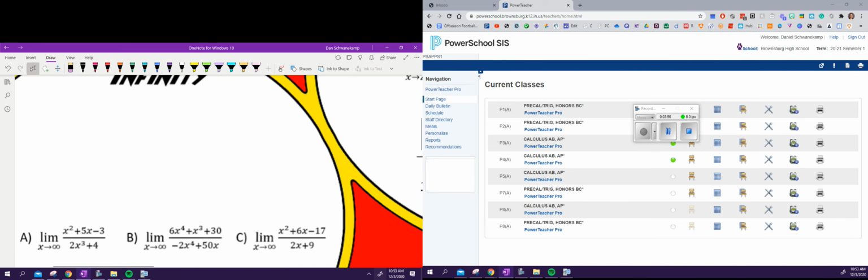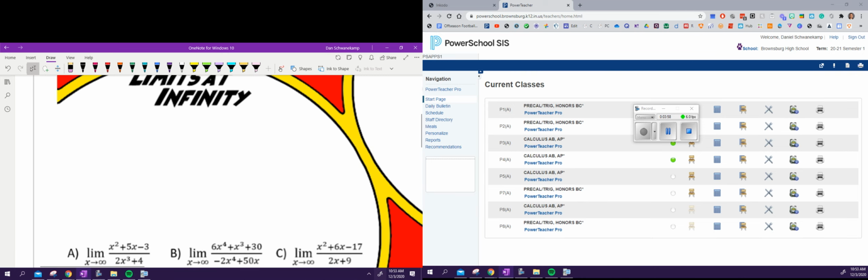Cool. Limits at infinity. I do a bad job of spacing out this box, so I wouldn't write super big up here above. Remember, limits at infinity are the same question as where are the horizontal asymptotes? Those two questions are exactly the same.